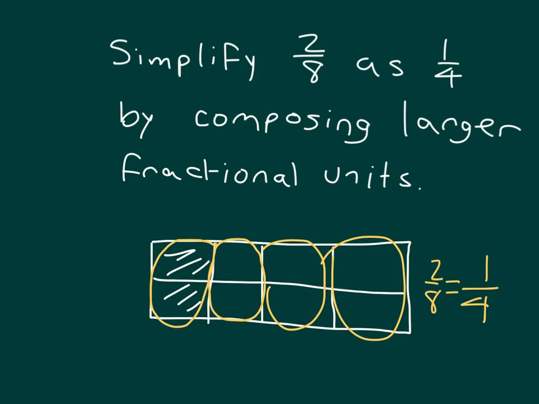What happened to the 2 to get to 1? Right, we divided by 2. What happened to the 8 to get to 4? Right, we also divided by 2. We took 2 of those and then counted them as 1 when we grouped them.